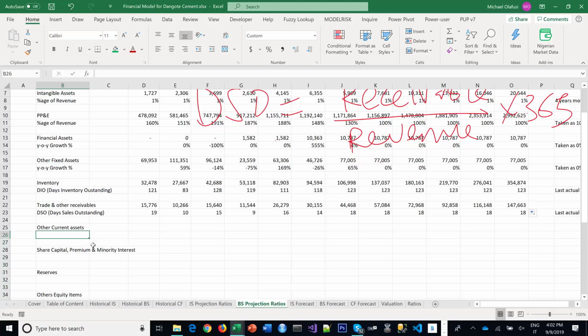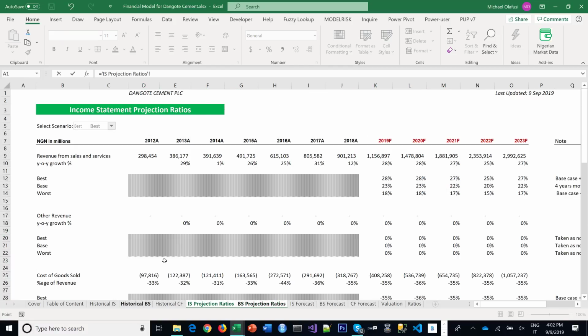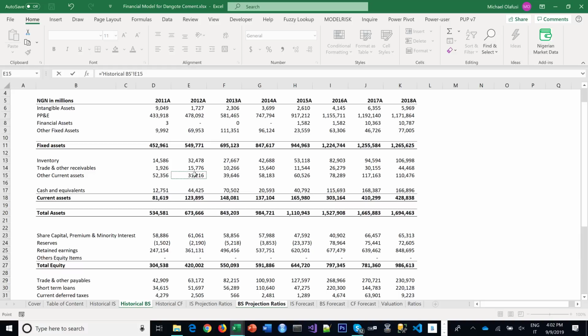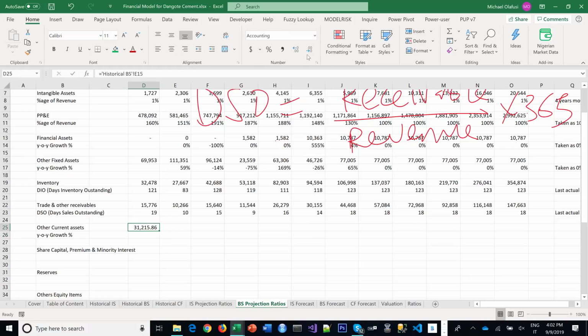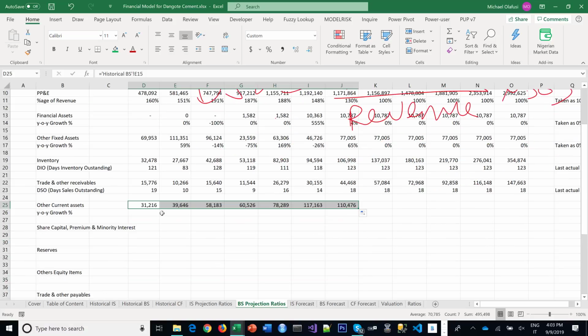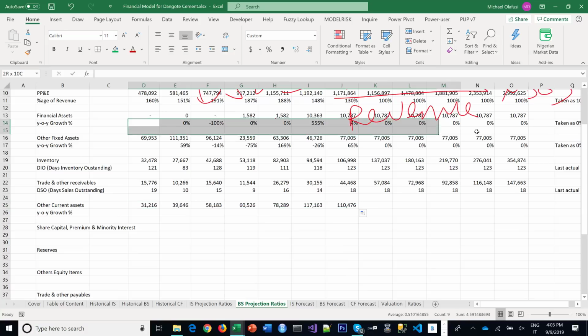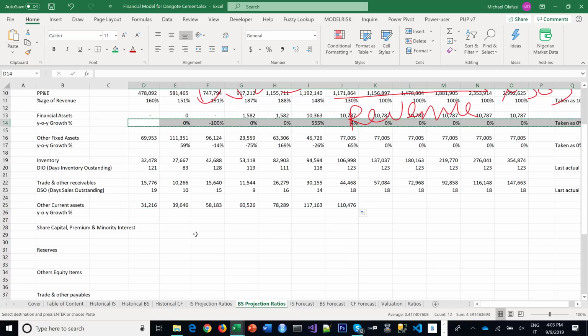Then for the other current assets, you could decide to use the sales days approach, but if I don't know the composition, that is debatable. So I'm going to use the year-on-year growth approach. Whenever I don't know the composition, I typically use the year-on-year growth and keep the actual like that into the future. So I'm going to pick the other current assets, drag for the future, do the year-on-year growth, and I even keep it as 0 into the future.